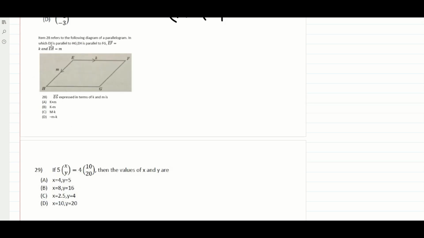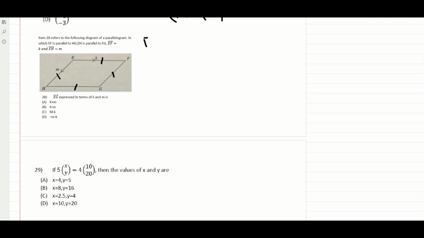Item 28 refers to the following diagram of a parallelogram, meaning opposite sides are parallel. Also the vectors are equal or oppositely parallel, depending on what direction it's going. They said EF is parallel to HG, and EH is parallel to FG. So they told you that EF is K and EH is M.